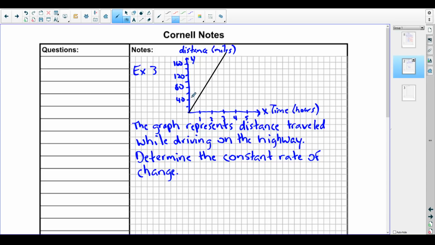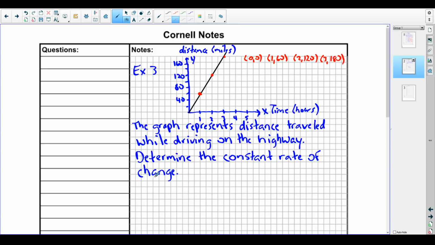And hopefully, most of the examples you get in 6th grade will give you points to use. So if you're having trouble seeing where my line is going, we should have points at (0, 0), (1, 60), (2, 120), and one last point at (3, 180). And if we flip back to the other side, you can see that the points we plotted are the same as the ones that came from our table in example 1. So we should already know the answer is going to be 60, but we can see how we can get that on our graph.